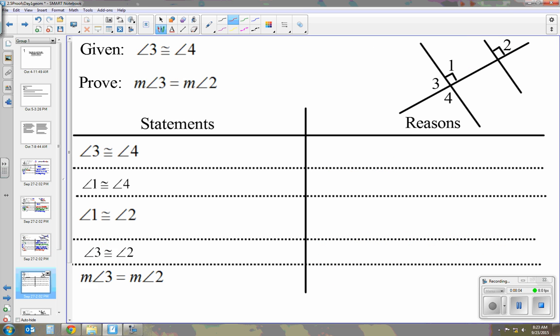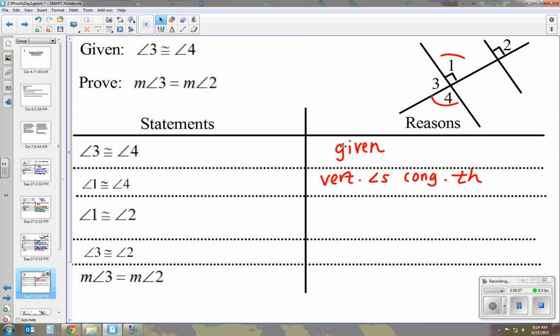First off, angle 3 is congruent to angle 4, so I'm going to say given. The next statement is 1 is congruent to 4. Let's look at 1 and 4. Those are vertical angles, so I'm allowed to say vertical angles congruence theorem. Next up, 1 is congruent to 2. If I look up at the picture, 1 and 2 have a right angle on them, so I can use the right angles congruence theorem.